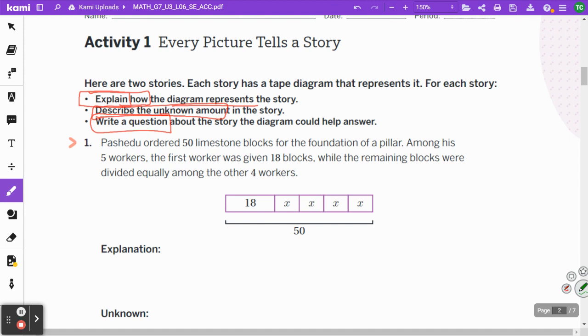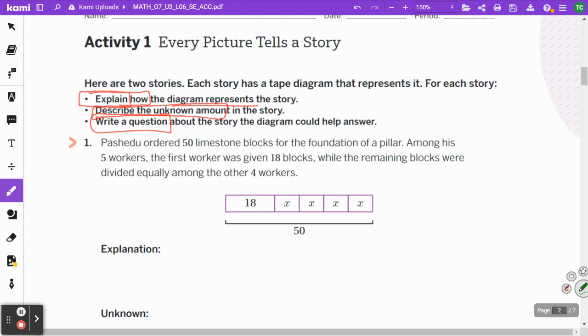Pashidu ordered 50 limestone blocks for the foundation of a pillar. Among his 5 workers, the first worker was given 18 blocks, while the remaining blocks were divided equally among the other workers. Now I'm going to pause. I'm just going to say this problem back without using numbers. We got a person that ordered lots of blocks, got a bunch of workers. One person got a certain number of blocks, and then the rest of the blocks were divided up so that the same number was divided among the rest of the workers.